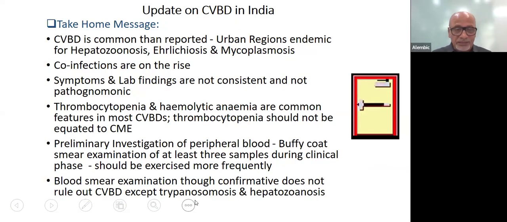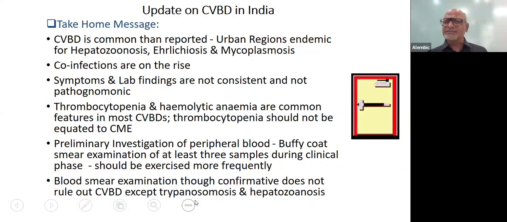Co-infections are common, and that is the biggest headache for the clinicians. The symptoms and laboratory findings are, yes, suggestive of CVBD, but don't tell you in all cases the precise reason or the organisms involved in it. Thrombocytopenia should not be equated. What I will do, thrombocyte count less than 50,000, I will think it is ehrlichiosis and I will treat according to that, irrespective of what I get in PCR or a conventional method.